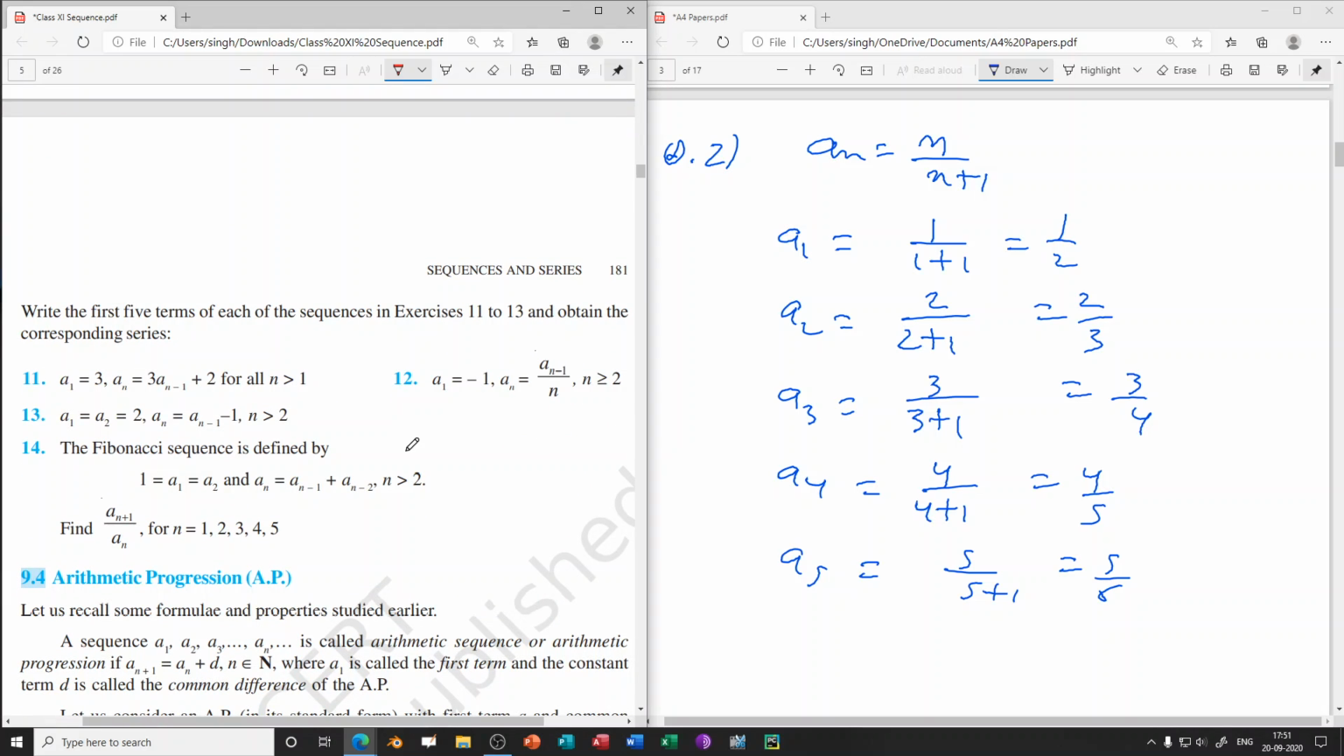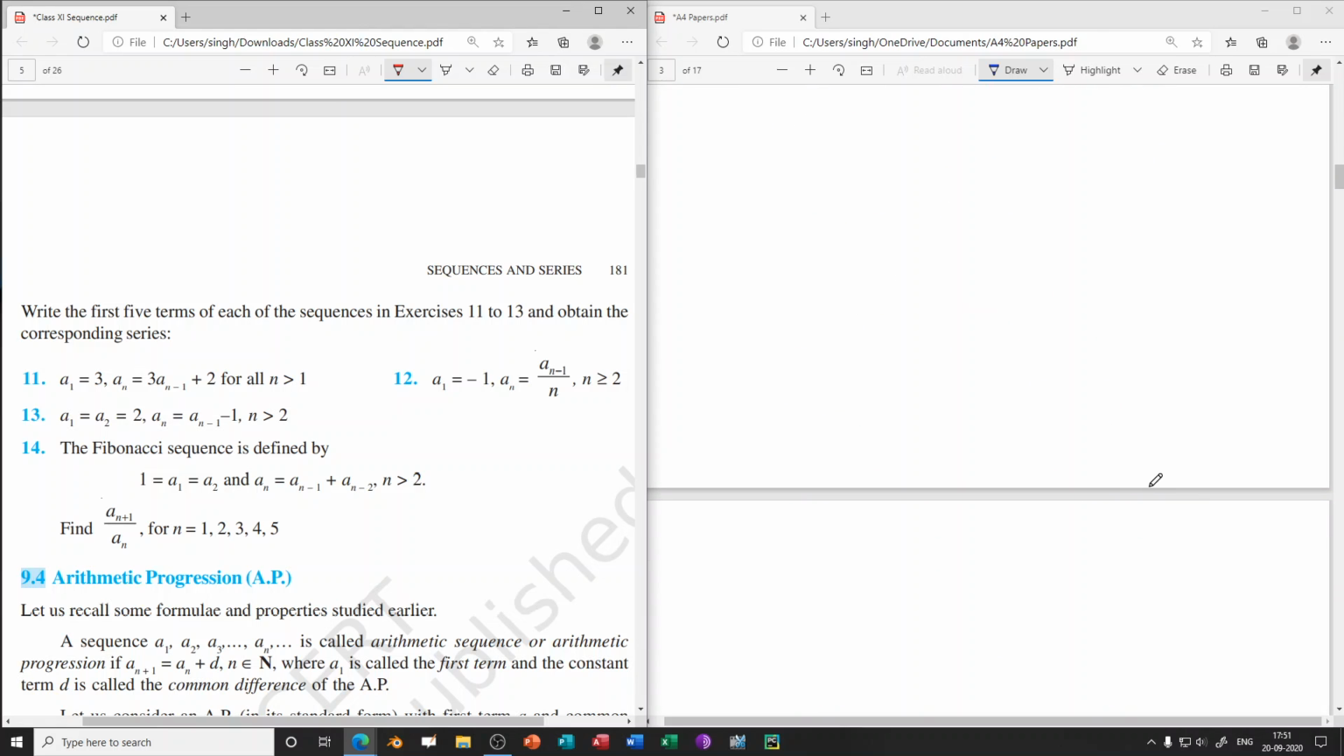The a20 means wherever n is there put 20, so you will be getting the answer of that one. Then next question number 11. In 11, a1 equal to 3, an equal to 3 an minus 1 plus 2 for all n greater than 1. What we have to do, write the first 5 terms of each of the sequences in exercise 11 to 13 and obtain the corresponding series. So let us do question number 11th one.